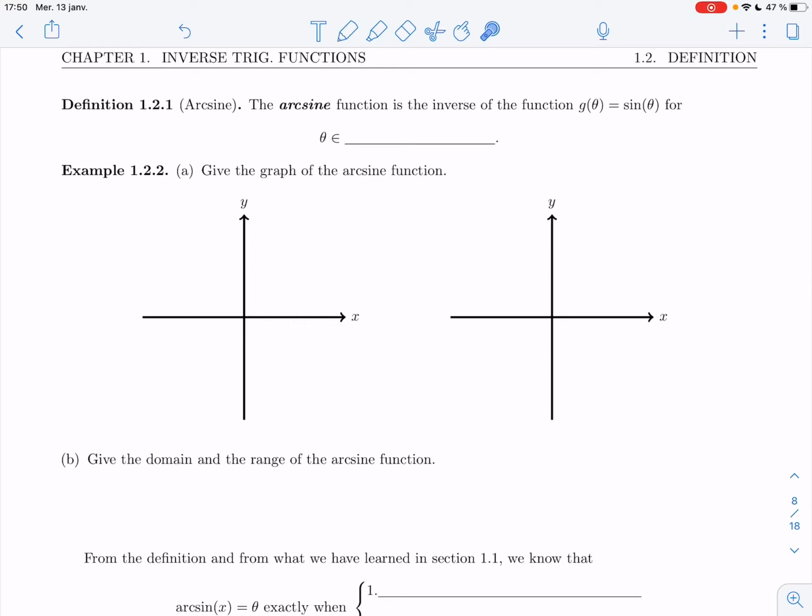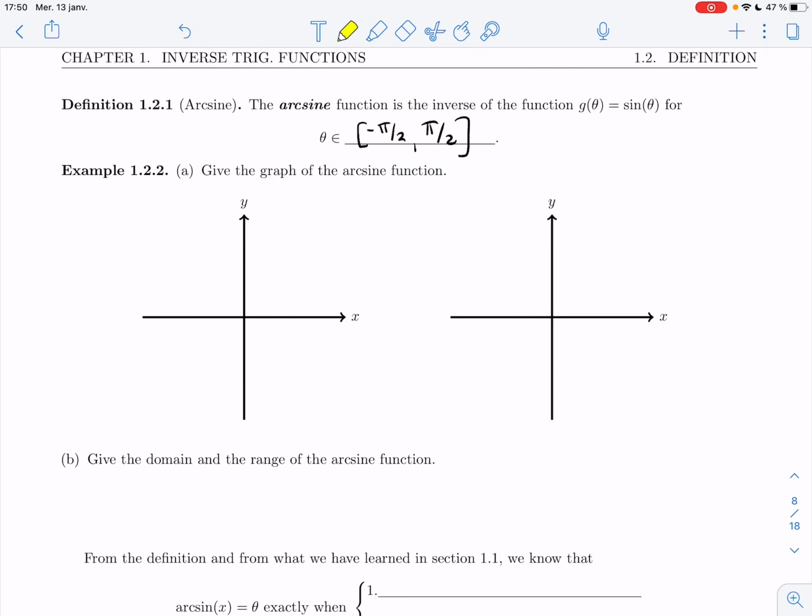Welcome back. We're now ready to define the arcsine function. The arcsine function is the inverse of the function g(theta) = sine theta for theta in [-pi/2, pi/2]. I like to use theta.